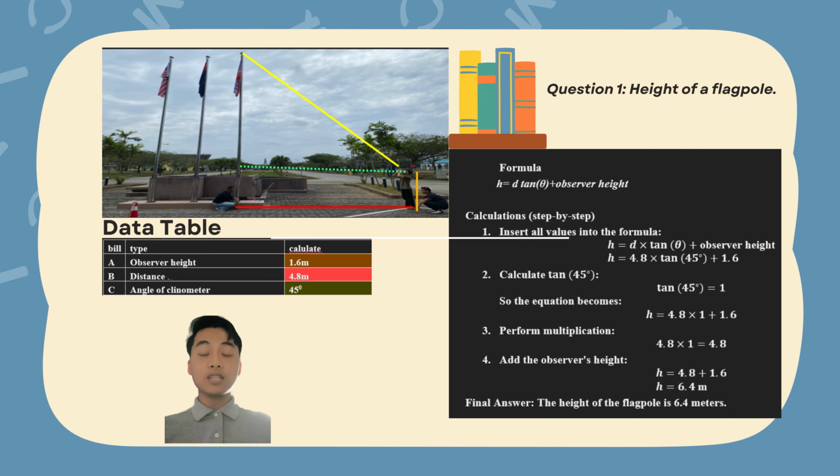The next step is we need to perform the multiplication, which is 4.8 multiplied by 1, we get 4.8. After that, we need to add the observer height, which is height equals 4.8 plus 1.6. So the final answer, the height of the flagpole, is going to be 6.4 meter.